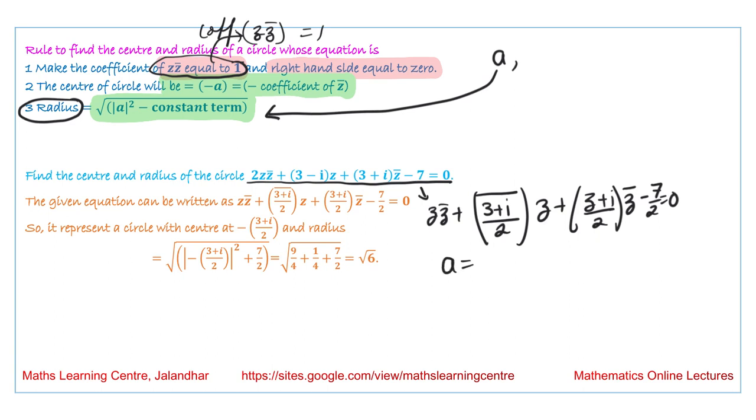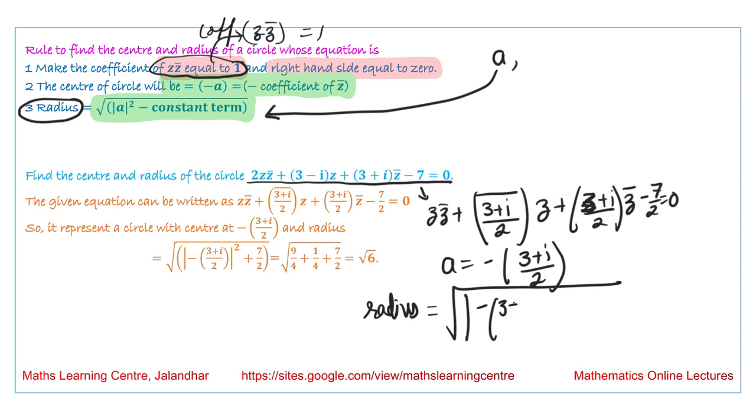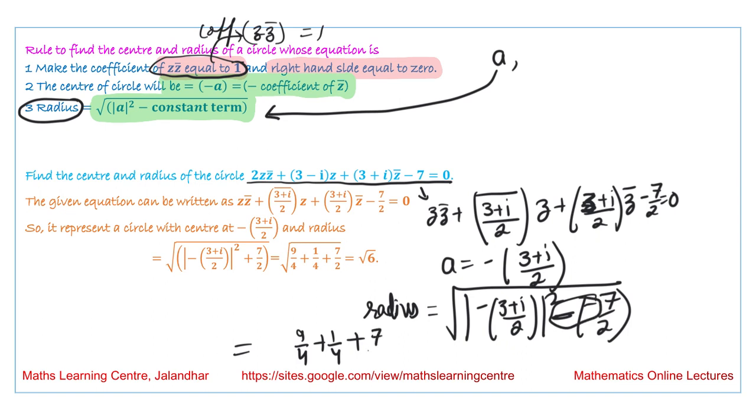So the value of a is minus of 3 plus iota by 2, and the value of the radius will be the square root of mod of minus (3 plus iota) by 2 squared minus the constant term. The constant term here is minus 7 by 2. On solving this, the modulus squared will be 9 by 4 plus 1 by 4, and these two negative signs will become plus, so it is plus 7 by 2, whole square root. The answer we obtain is the square root of 6.